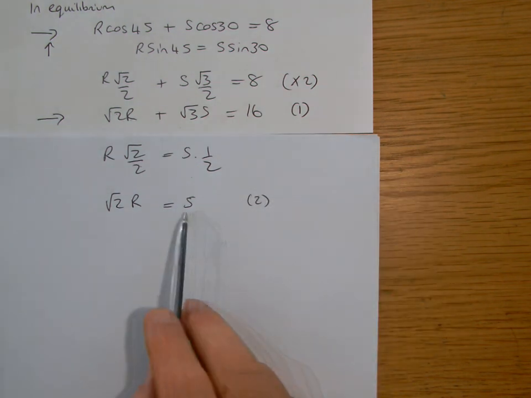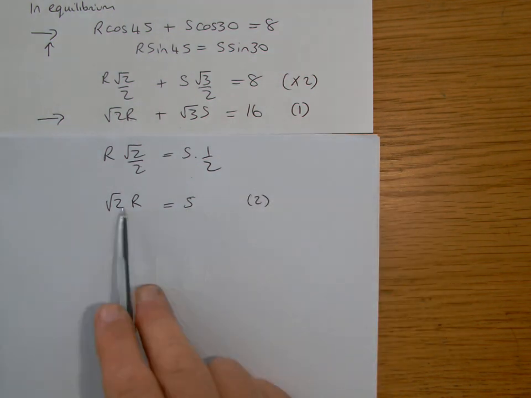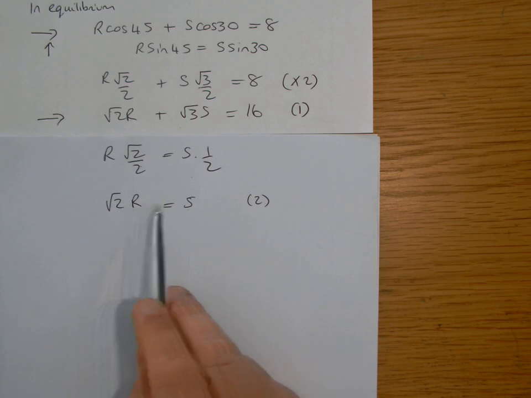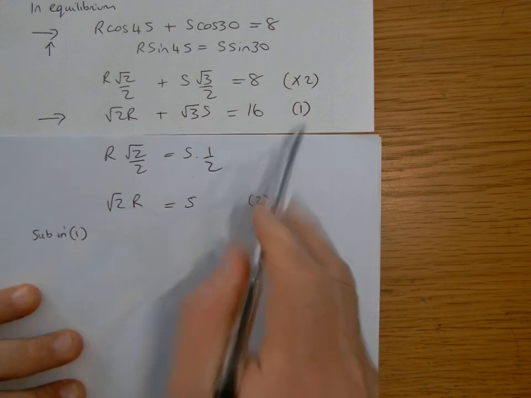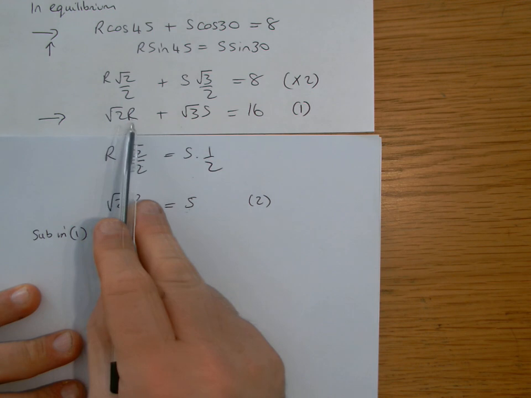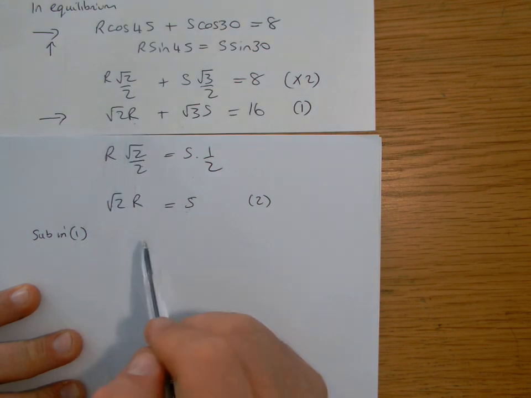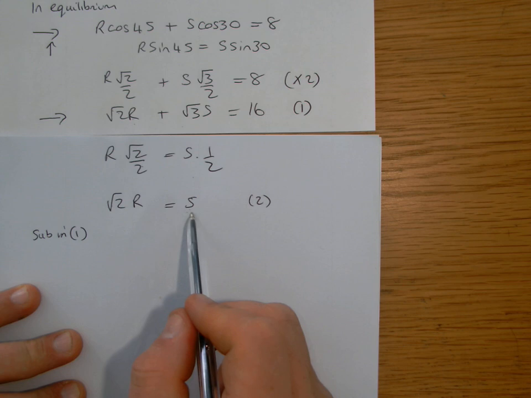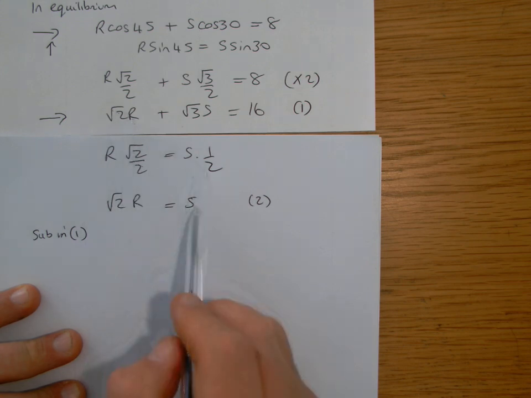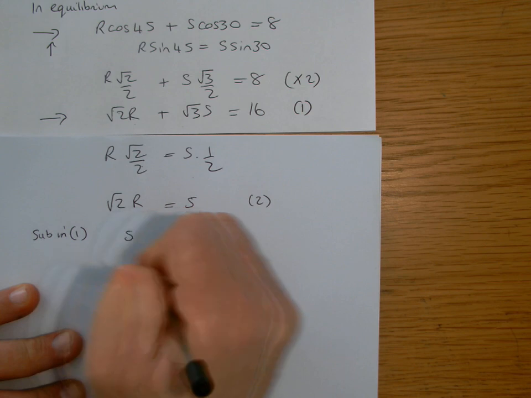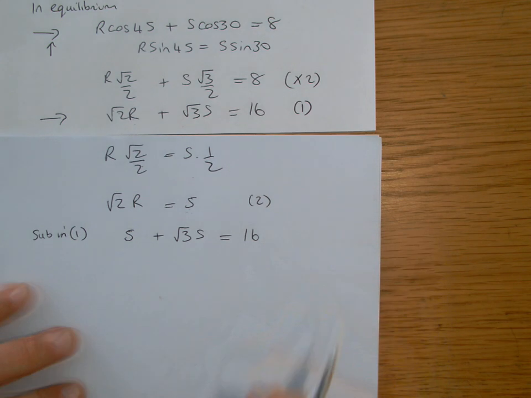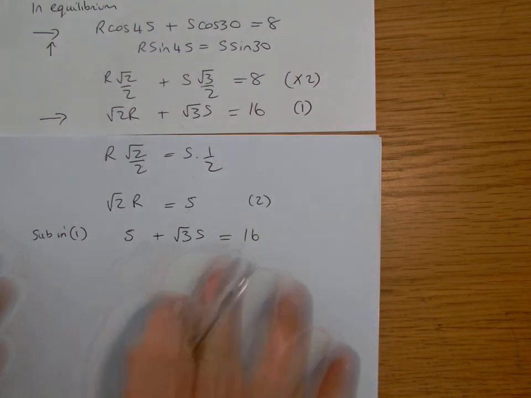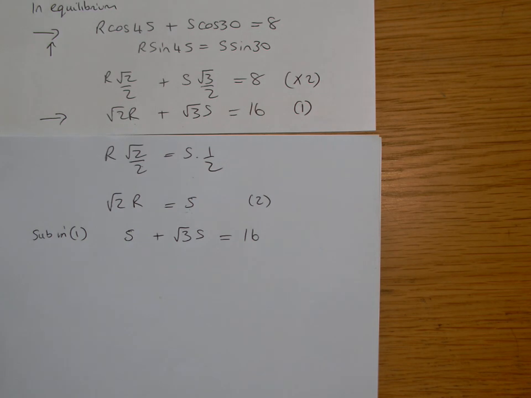Now what's lovely about this is, I know that S is equal to root 2R, okay? So if I've got a value for S, I can sub this into 1. When I go back to equation 1, I've got root 2R, which I actually know is equal to S, so I could just put S in place of it. So I've got S plus root 3S equals 16. Now I've got an equation just involving S, so I can solve it and work out what S is.